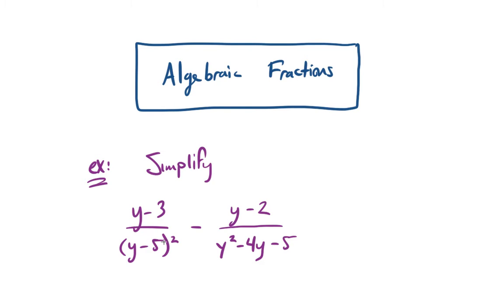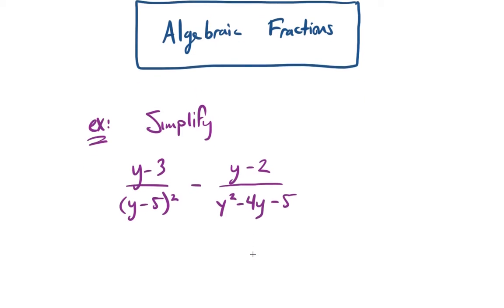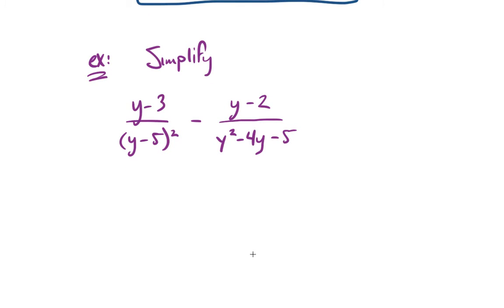(y minus 3) over (y minus 5) squared, minus (y minus 2) divided by (y squared minus 4y minus 5). And the first step in any problem like this is to make sure that each numerator and each denominator is completely factored. Okay, so y minus 3, that can't factor. Y minus 5 squared, that's already in factored form. We've got two copies of the factor y minus 5. Y minus 2, that's already factored, but this expression is not already factored.